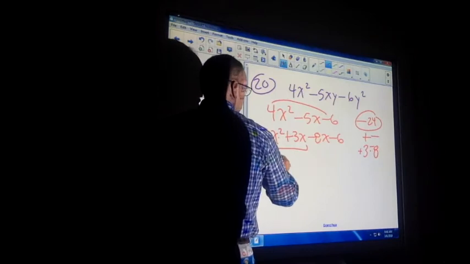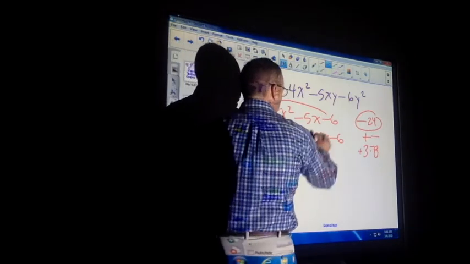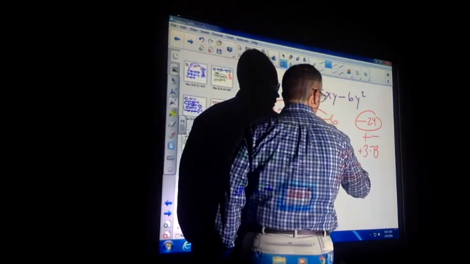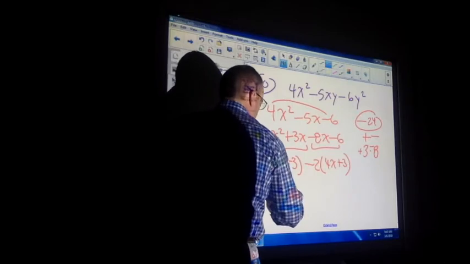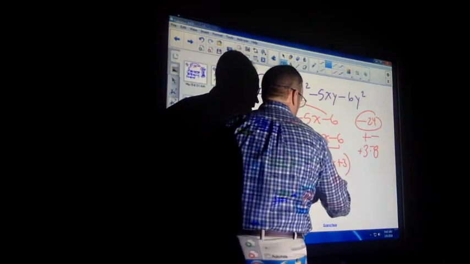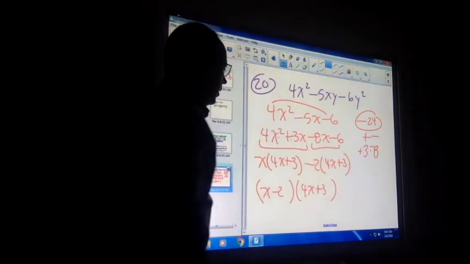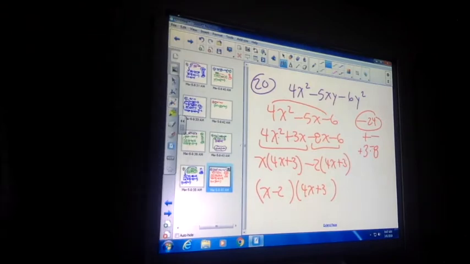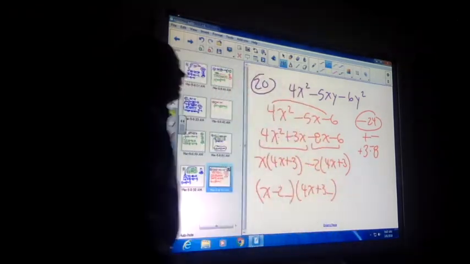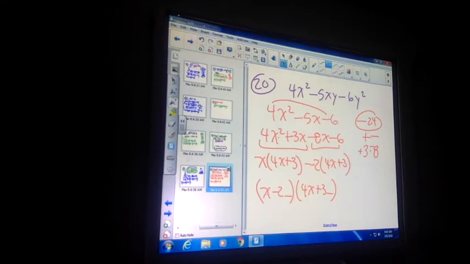So you have an x, and then you have 4x plus 3. Bring down a negative. Looks like a 2 can factor out. So my answer is going to be x minus 2. We'll leave a little space there. And 4x plus 3. We'll leave space there. What do you think I should put in that space from above? What should I put right here and right here? Look at our original purple one.